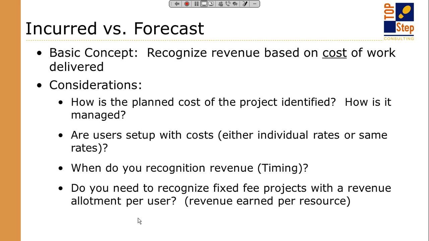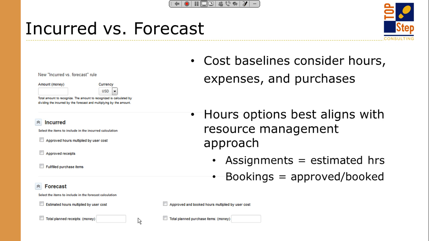So the rule itself is deceptively simple to set up, but there's a lot of calculations behind the scenes here. Similar to the percent complete rule, you set up the amount of money that the whole project would recognize. And then the incurred section is how actuals are being brought in, approved hours. It's very similar to percent complete, approved hours, but that's multiplied by the user's cost.